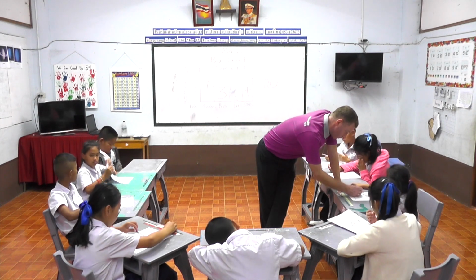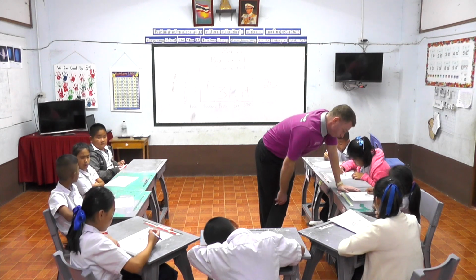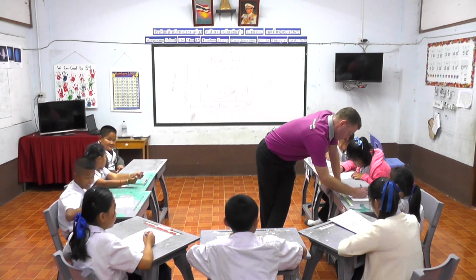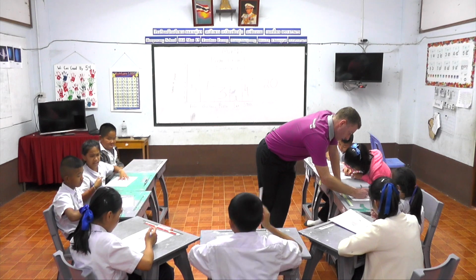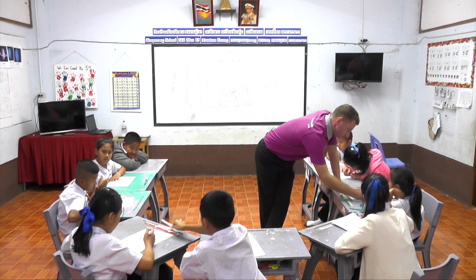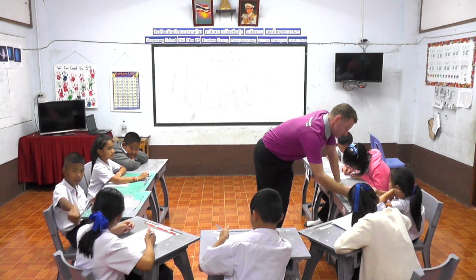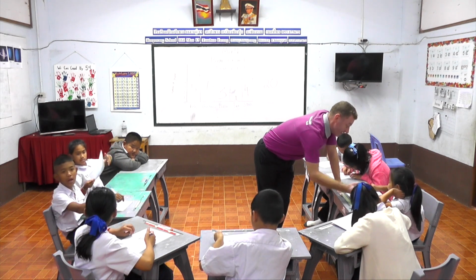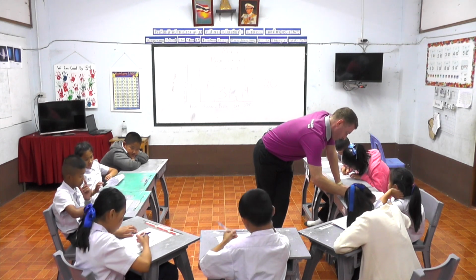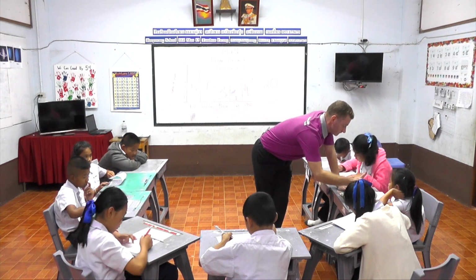Let's see. So we've got 2, 5, 8, 10, 7. 2 plus 5 equals 7, plus 8 equals 15, plus 10, 25, plus 7 equals 32. 32, correct. 32. Brilliant, Claire, well done.